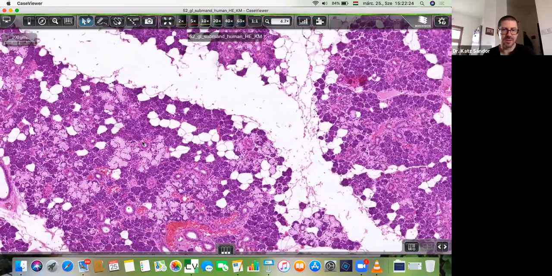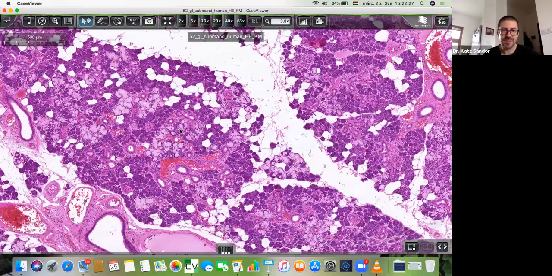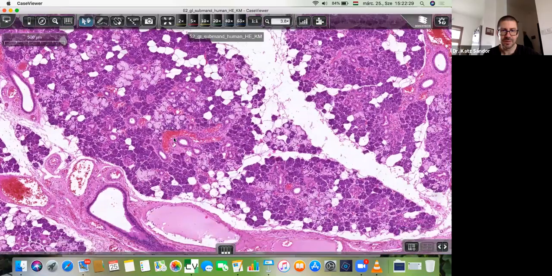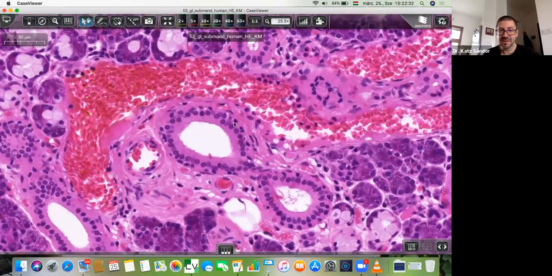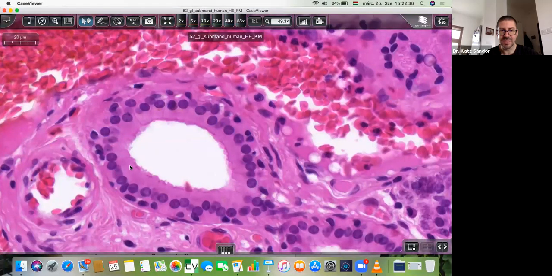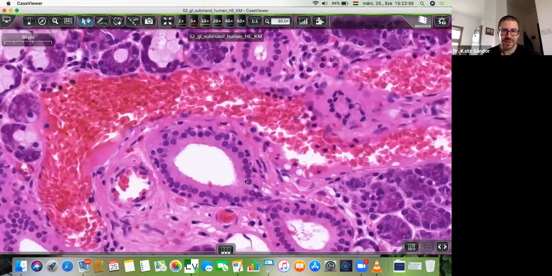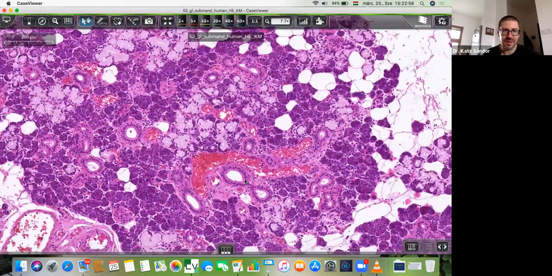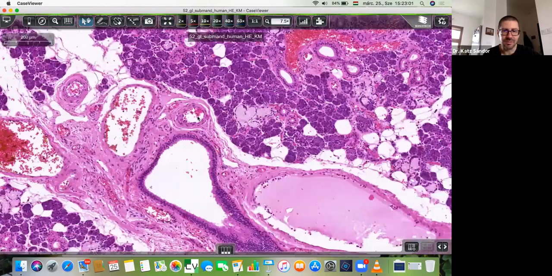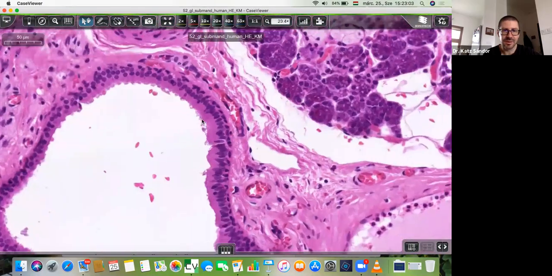Okay, and the next part of the duct system here, when we have stratified lining epithelium, so beautifully seen, it's two to three layers of nuclei. This is an interlobular duct, sorry. Intercalated was the smallest. So this is an interlobular duct. Interlobular ducts are also presented in a bigger caliber. So this is another interlobular.